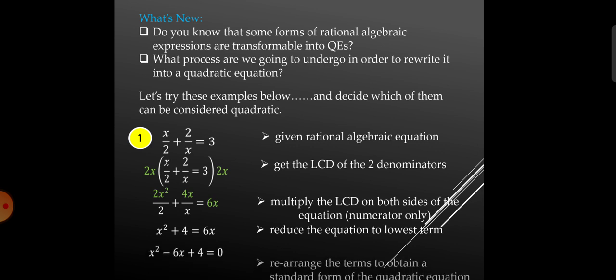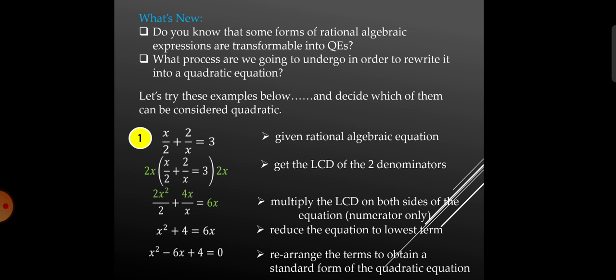Next, rearrange the terms to obtain the standard form of the quadratic equation. So in rewriting, we have x squared minus 6x. The 6x is positive on the right side, and when transposed it becomes minus 6x. Then copy the constant, plus 4 equal to 0. So the first given rational algebraic expression can be rewritten into a quadratic equation x squared minus 6x plus 4 equal to 0. How about the second example?